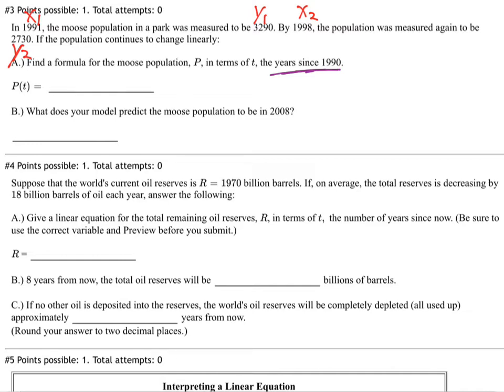X1 isn't supposed to be 1991. Why? Because they said years since 1990. So if it was 1991, how many years since 1990 would that be? That'd be 1. So they really want X1 to be 1, not 1991, because it says right here, always have time be years after 1990.